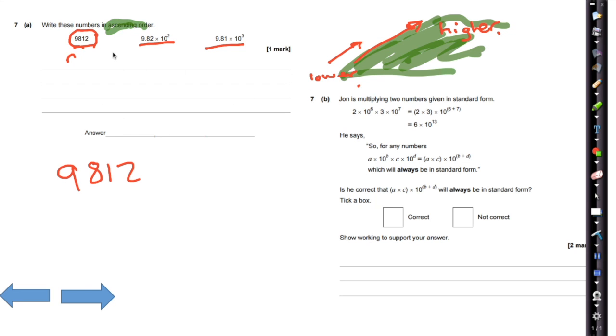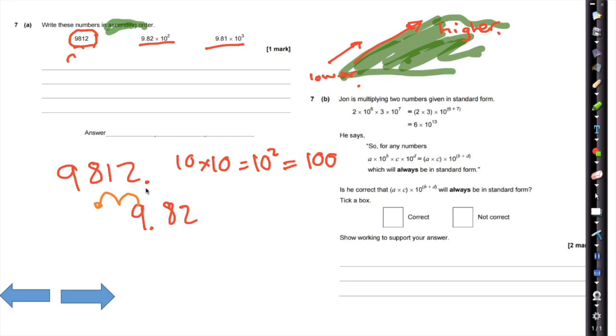So 9,812 is our first number. 9.82 times 10 to the power of 2. Well, 10 to the power of 2, anything squared, is itself multiplied by itself. So 10 squared is 10 times 10. 10 times 10 will give you 100. So it's useful if you have all our place value holders in the right place, so our 1s are going to be here, there would be a decimal point, and 0s infinitely here, but let's just keep it simple. So it would be 9.82. If we're timesing by 100, that means that our digits are all going to shift to the left by 2 places.